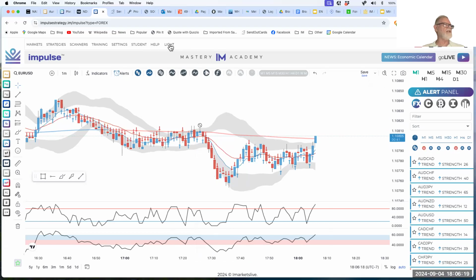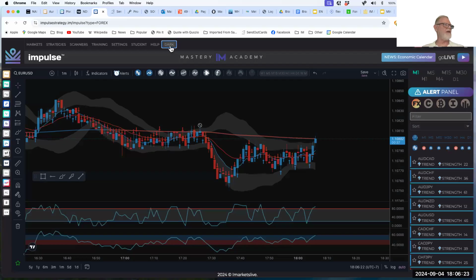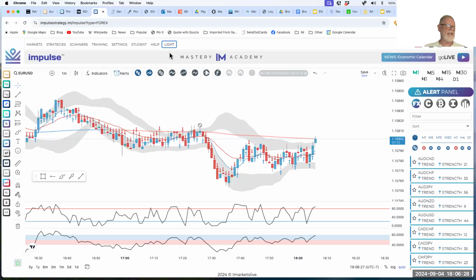If you want to change it from light to dark, you go up here and you've got the dark option. You can change to dark if you prefer that, or you can keep it light. For this training, I'm going to keep it on the light mode. There are some notifications over here.